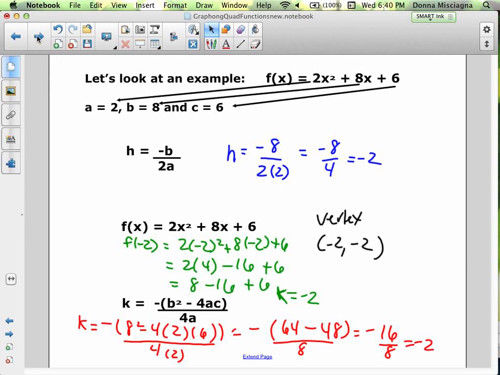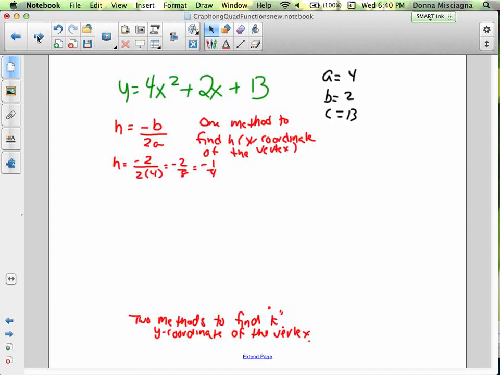Let's take a look at another equation in standard form. And here's one where I really would like to use that k equation. So if I take negative b divided by 2a, my equation is y equals 4x squared plus 2x plus 13. So my a is 4, my b is 2, and my c is 13. So h is going to equal negative b divided by 2a. So I'm going to plug in a 2. So I have negative 2 divided by 2 times a is 4, so 2 times 4. That's negative 2/8 or negative 1/4.